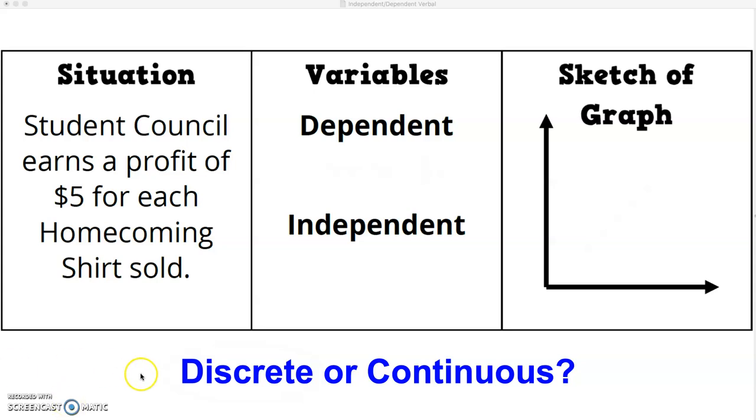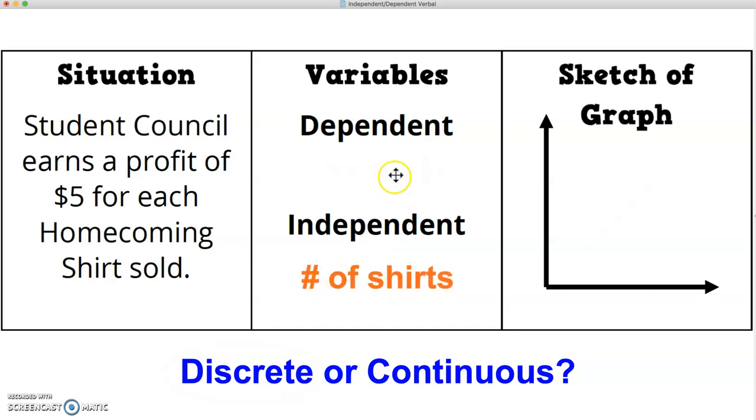So here, the profit is going to depend on the number of shirts that the homecoming student council sells. So our independent variable is the number of shirts, because the number of shirts is going to determine how much profit we have. The profit depends on the number of shirts. Remember, our independent variable is always our x, so our x-axis here is going to be labeled the number of shirts. Our y-axis is going to be our profit.